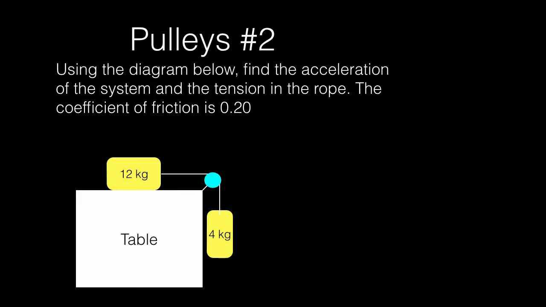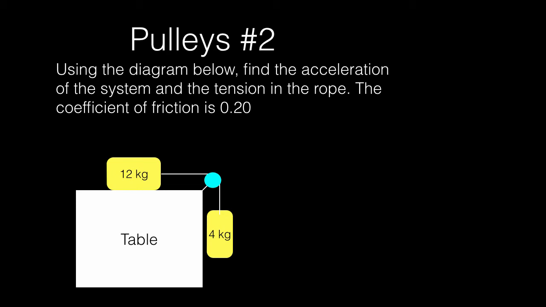In this video, we're going to talk about pulleys, but we're going to build upon our knowledge of pulleys a little bit and use it with another force that we've talked about before in class, and that's the frictional force. And so let's read this problem. It says, using the diagram below, find the acceleration of the system and the tension in the rope. And the coefficient of friction is 0.2.